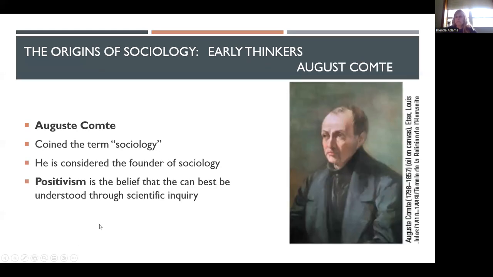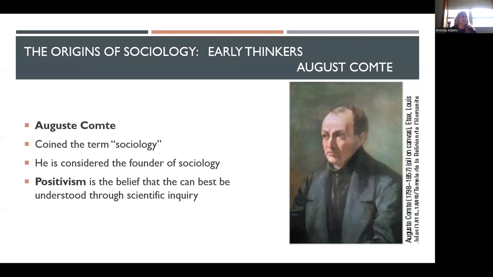So we're going to go through the theorists quickly here. And like I said, some of these people you might already know. Auguste Comte coined the term sociology. He was one of the earliest sociologists. He is considered the founder of sociology. So you need to remember that.